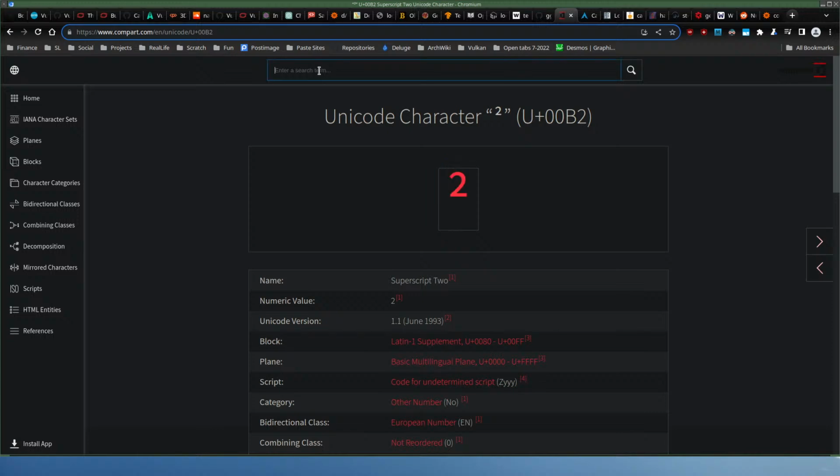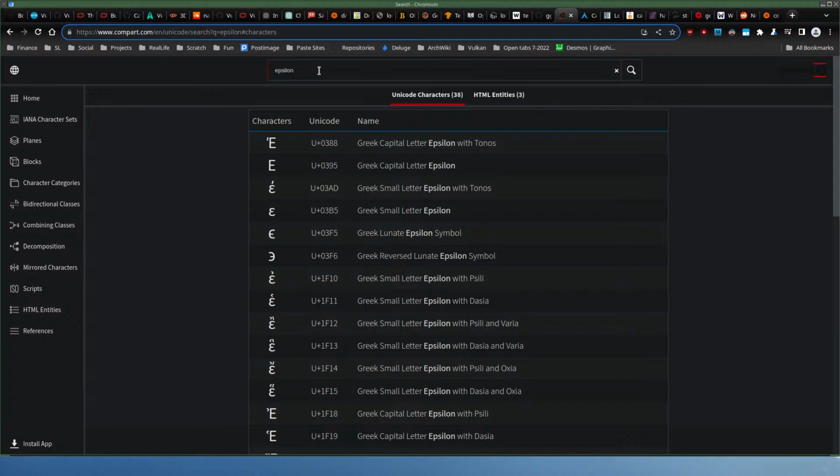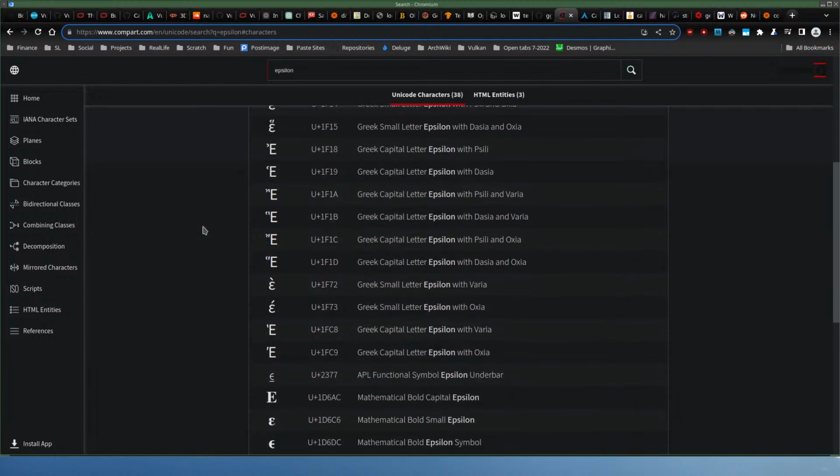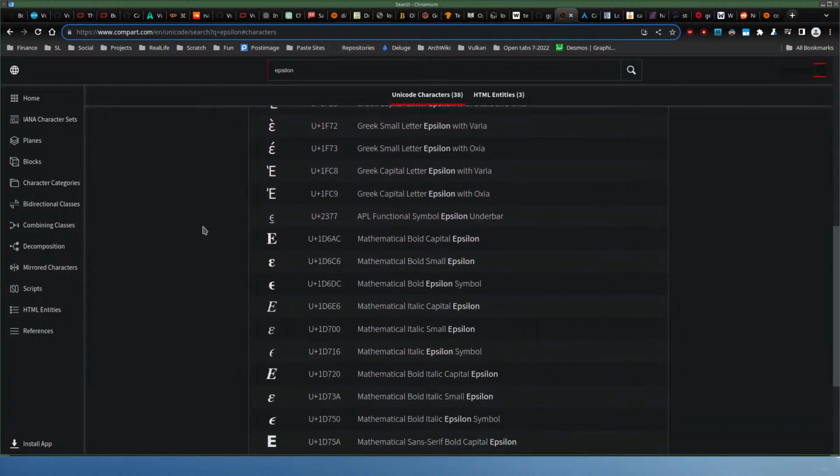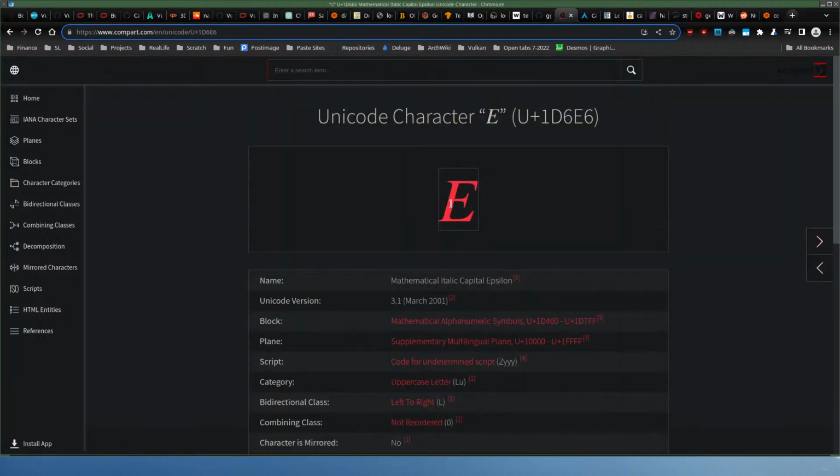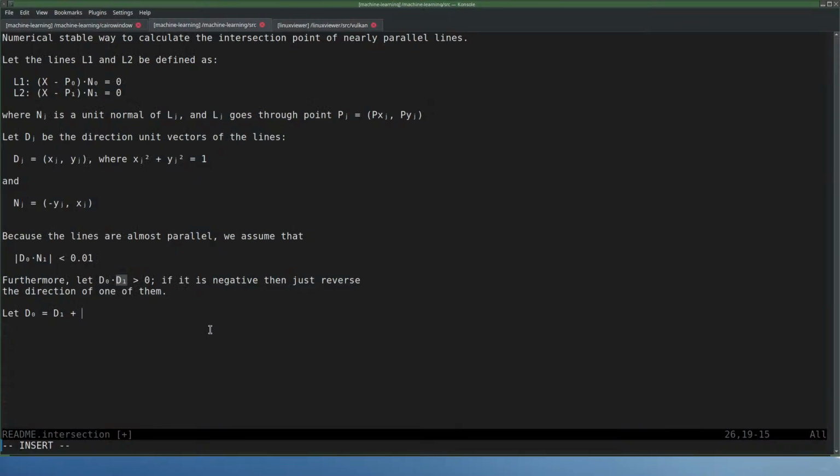Let's use epsilon vector. Guess I'll just use this one, although it looks like an E. Don't like that very much. What about this one? This one, italic E.